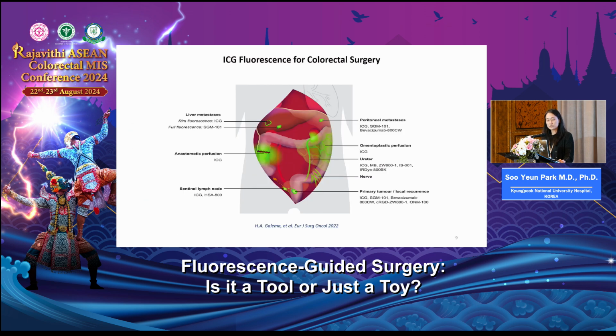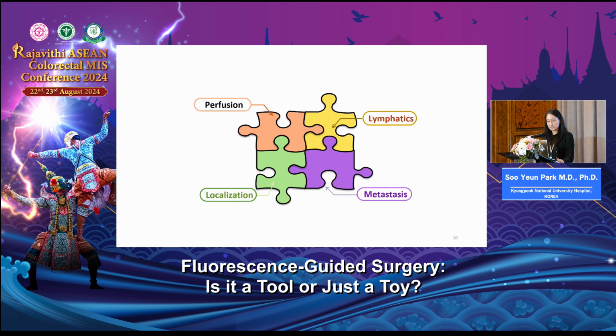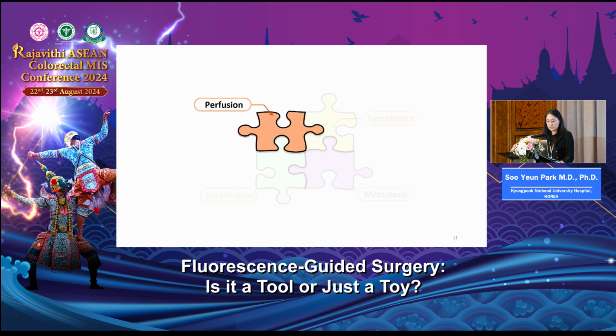In colorectal surgery, ICG can be used for seeing the perfusion, lymph node metastasis or peritoneal metastasis. So there are four big categories for using ICG imaging: perfusion, lymphatics, localization and metastasis. Previous presenters already showed the localization during robotic surgery, and some presenters also showed perfusion. I will discuss perfusion and lymphatics.